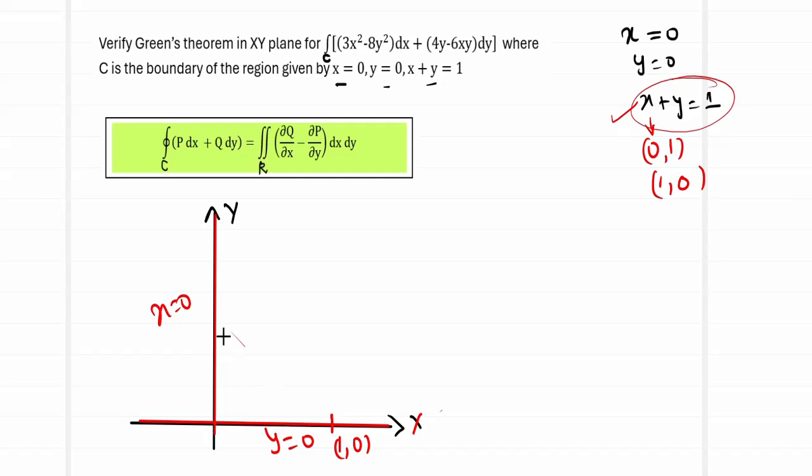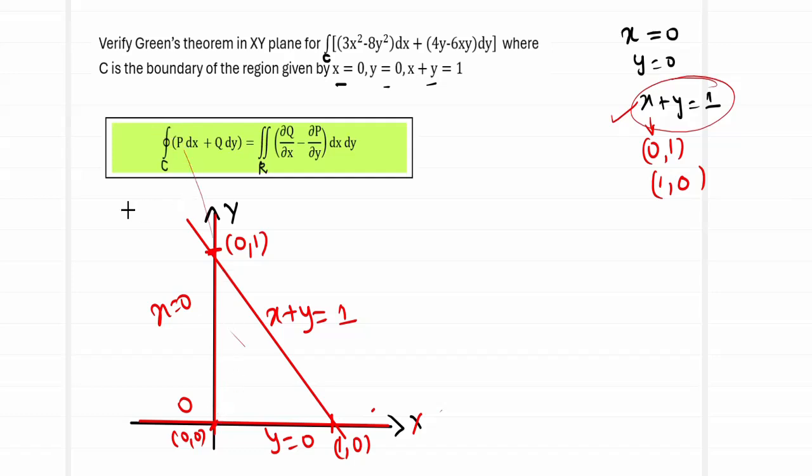At the same distance, let me also plot 1 on the y-axis. So x is 0, y is 1, so 0 comma 1. Now I need a line that passes through 0 comma 1 and 1 comma 0. So this is my line, given by x plus y equal to 1. This is going to be the origin O, let us name it 0 comma 0.